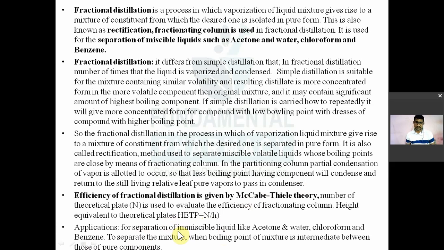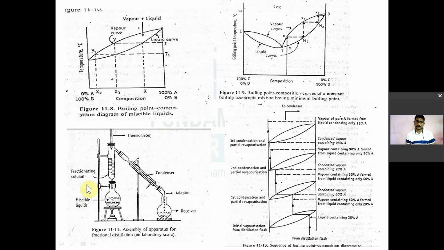Application of separation, applications क्या है इसके fractional distillation के? So fractional distillation application: it is used for the separation of miscible liquids like acetone and water, chloroform and benzene, to separate the mixture when the boiling point of the mixture is intermediate between those of the pure constituents. So you can see here, this is a setup for fractional distillation. So this type of column is known as fractionating column.